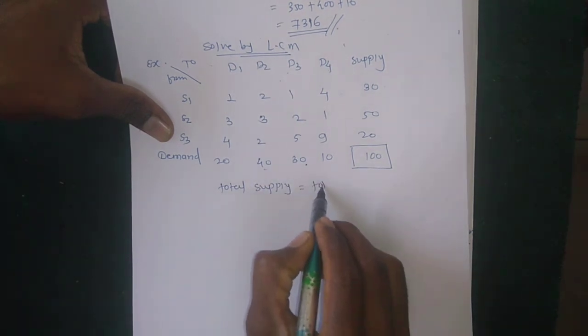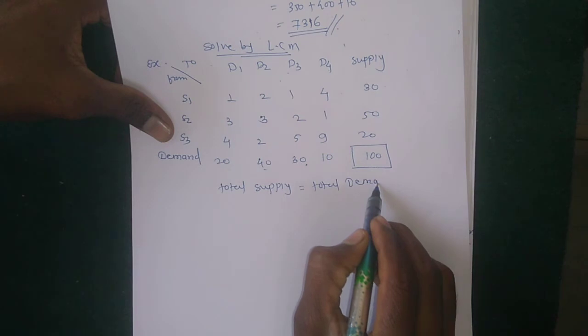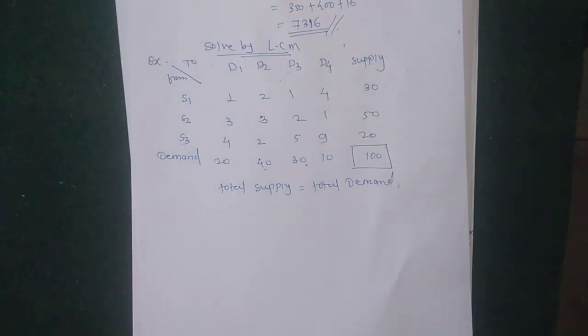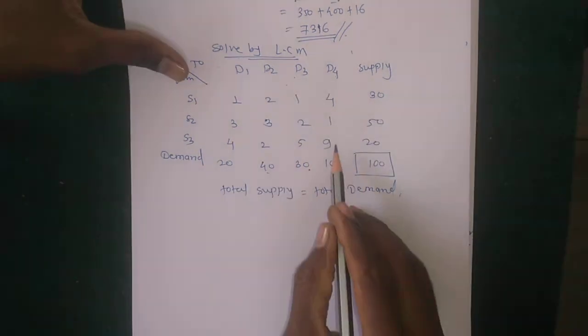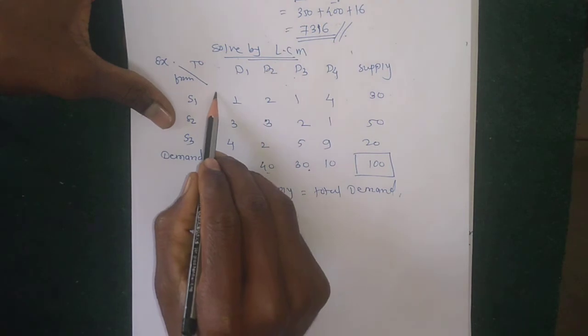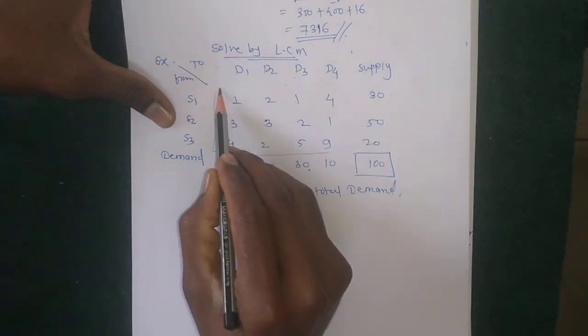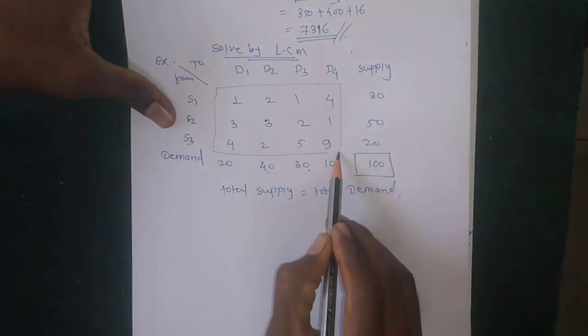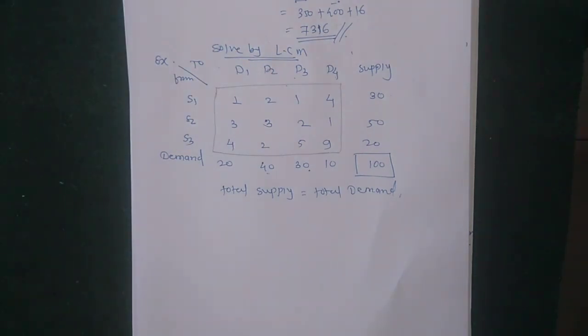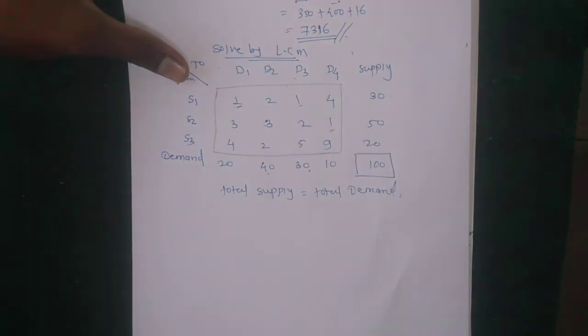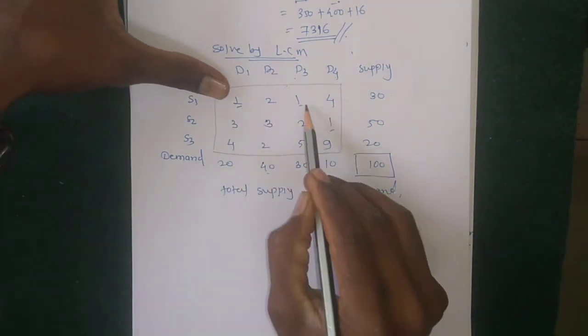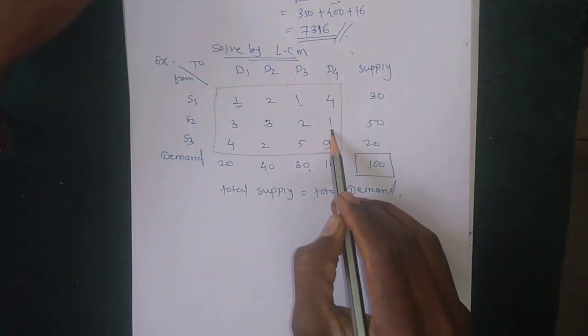Total supply is equal to total demand. Okay, so therefore by using the LCM method, select the smallest element in the given problem. Select the smallest element in this given transportation problem. Here the smallest element is 1, 1, 1. Here it is 1, here also 1, here also 1.